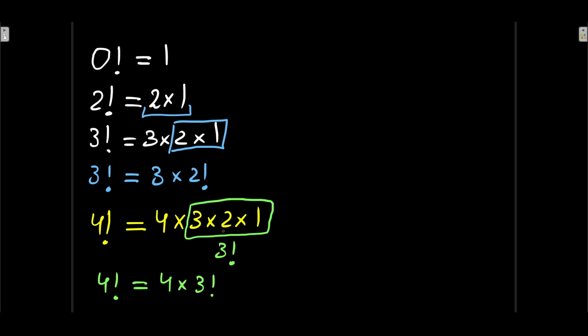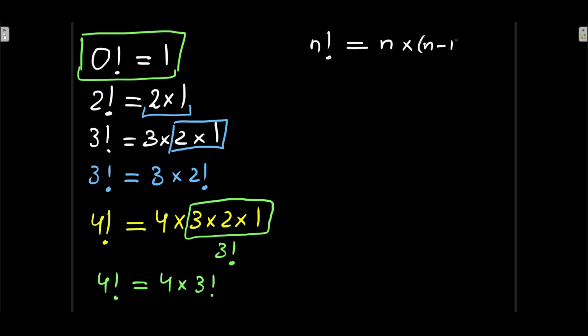Now, this concept will be used to understand why 0 factorial is equal to 1. Let's consider n factorial. N factorial will be equal to n times n minus 1, n minus 2, and it will keep going on until it reaches 1. Like we discussed, 2 factorial was 2 times 1, and I can see this inside 3 factorial. Likewise, in 4 factorial, there is a 3 factorial inside.